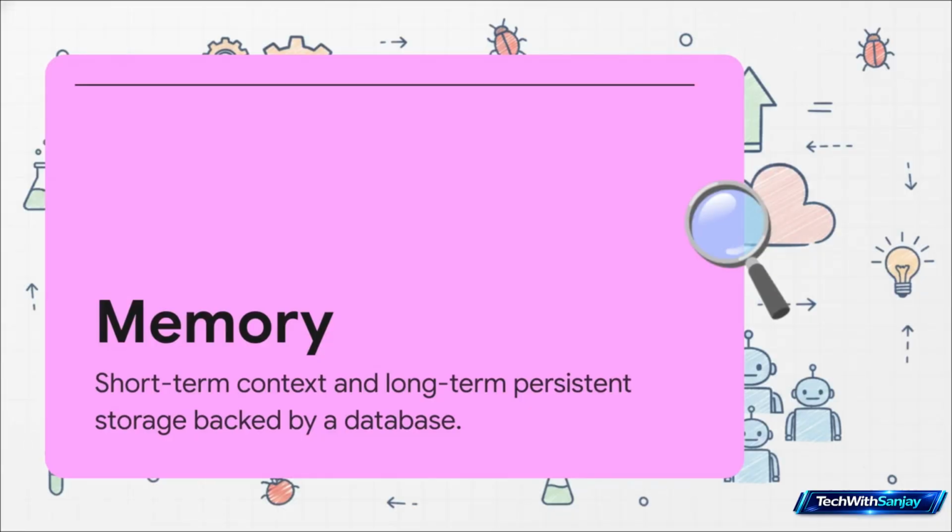Pillar 2 is memory. Your agents need short-term context for whatever they're actively doing, plus long-term persistent storage. And this is a massive pitfall for beginners. You have to back this with a real, persistent database. Don't just use in-memory dictionaries that disappear when the script stops. If an agent restarts or hands a task off, it can't just get amnesia. State management has to be rock solid.